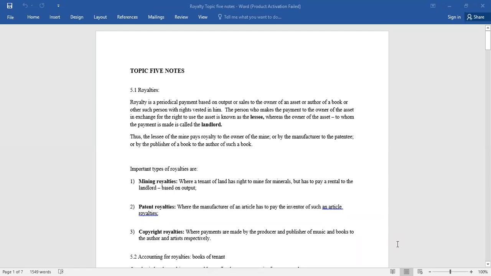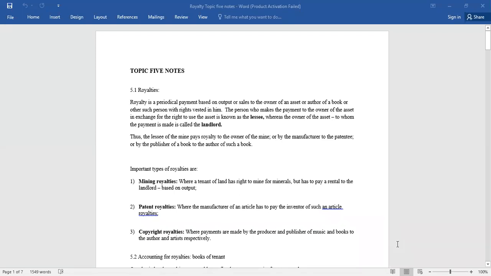When the owner of an asset has given another party, normally called a lessee, the rights to use or utilize the asset. So these are only rights or the privileges to use the property as per the agreement. So you have two people here. The owner of the asset is called the landlord, and the person who is consuming the asset is called the lessee.